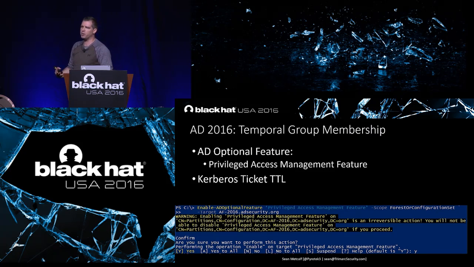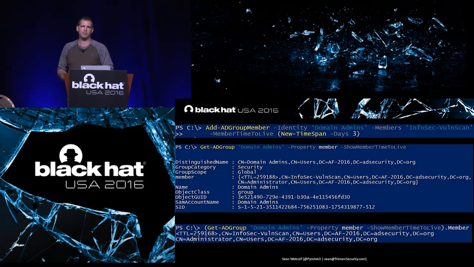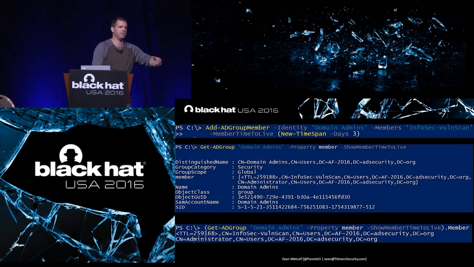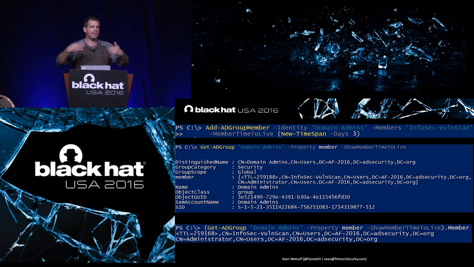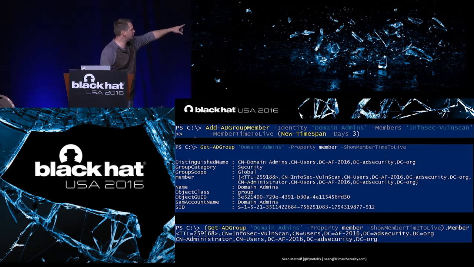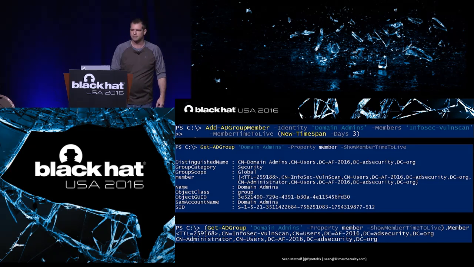So in Active Directory 2016, we have a new optional feature, much like the recycle bin, called Privileged Access Management. Once we enable this, we have the ability to set a time to live when we add a new group or account to an existing group. So let's say we have an InfoSecurity vulnerability scanning account that we need to be in domain admins for 3 days. Well, at the end of 3 days, that account is removed automatically. And as we can see, there's a TTL associated with that membership in that group.